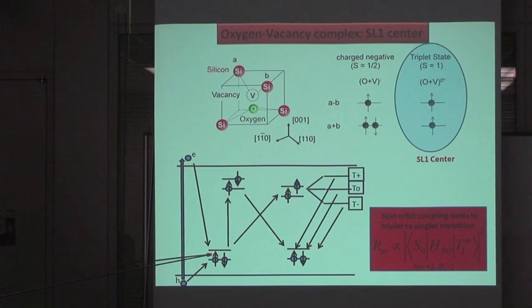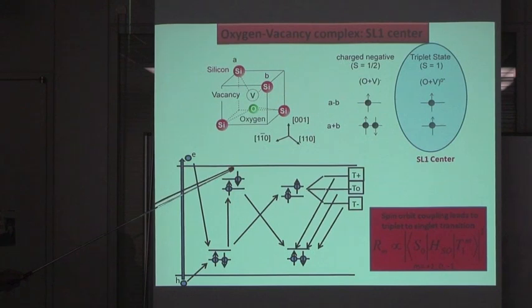So here I denote these two silicon, these two electrons. When you illuminate your sample with light, you create a hole and an electron. This electron will be trapped here, and it will go from a ground singlet state to an excited singlet state, or from a ground singlet state to an excited triplet state.